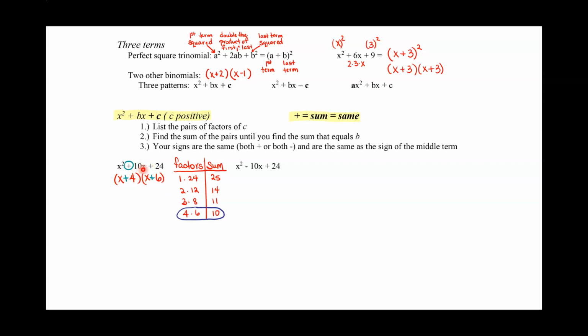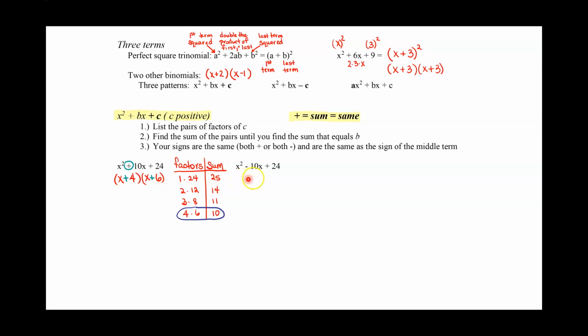So if you FOILed that thing back out, you would have x times x is x squared. X times 6 is 6x. 4 times x is 4x, so 6x and 4x is 10x, and then 4 times 6 is 24. So we can check it and see that it does work. All right, let's try another one of those.